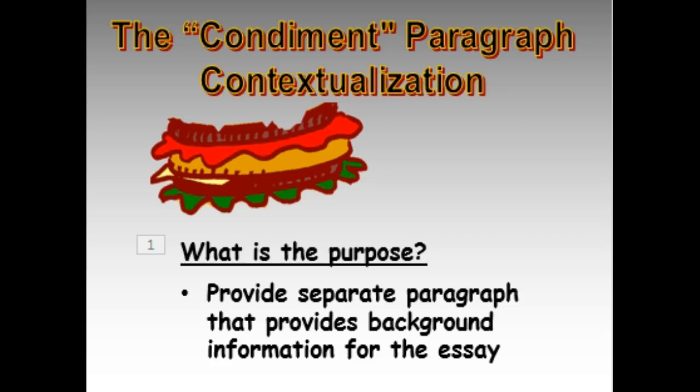So, let's talk about this. What kind of ketchup? Obviously it's Heinz 57. We're from Pittsburgh. But what do we need in the condiment section of your essay, or the condiment paragraph, or the contextualization paragraph? I guess the first thing we've got to do is look at what's the purpose. Why do we need this? First of all, I would answer that to provide a separate paragraph that provides background information for the essay. It's really important. Well, why is it important?